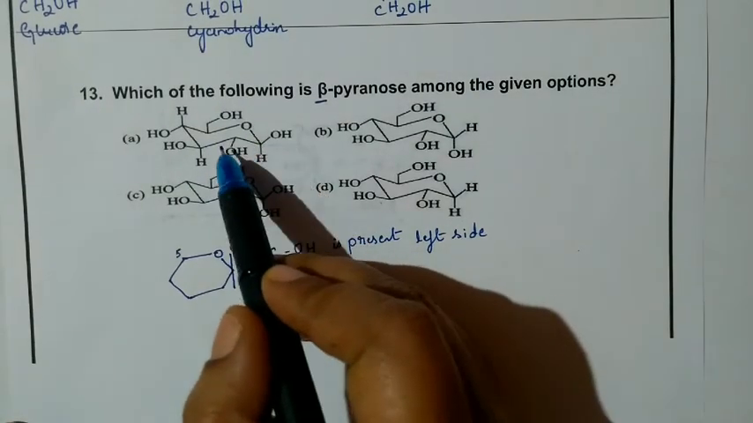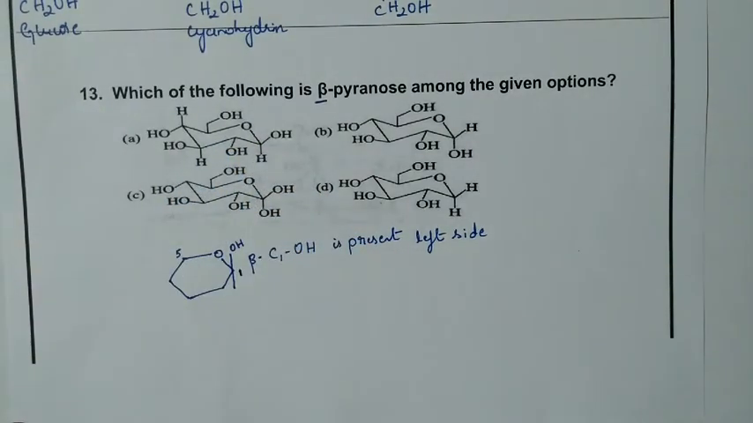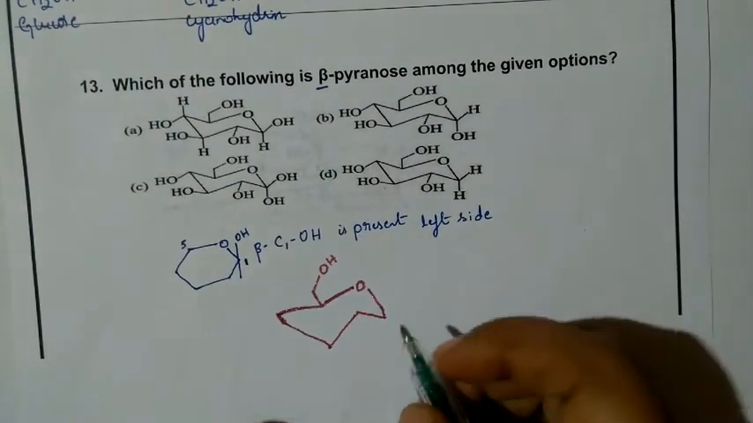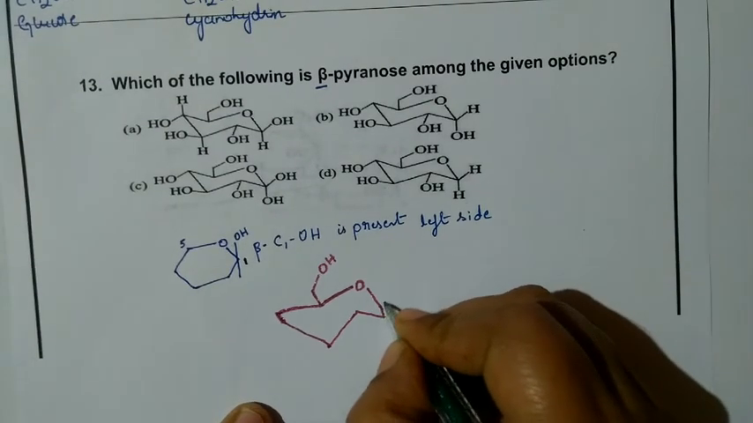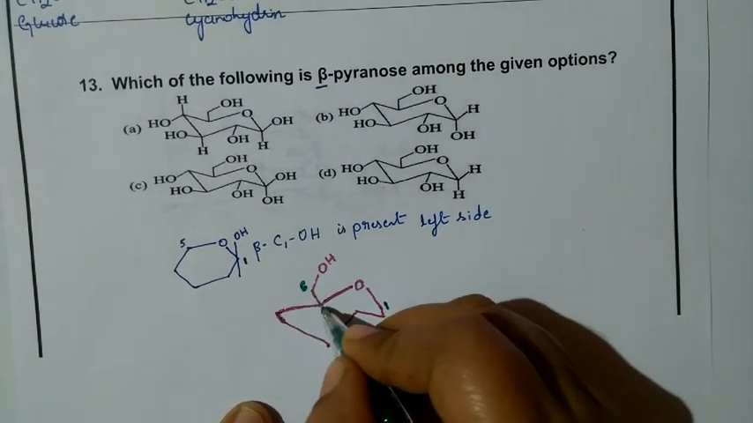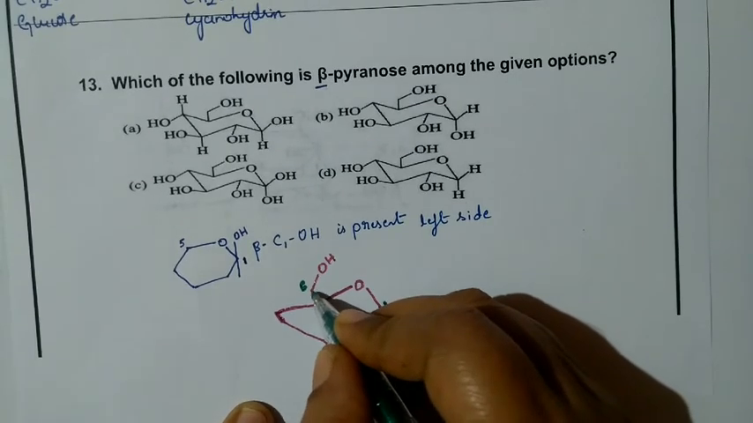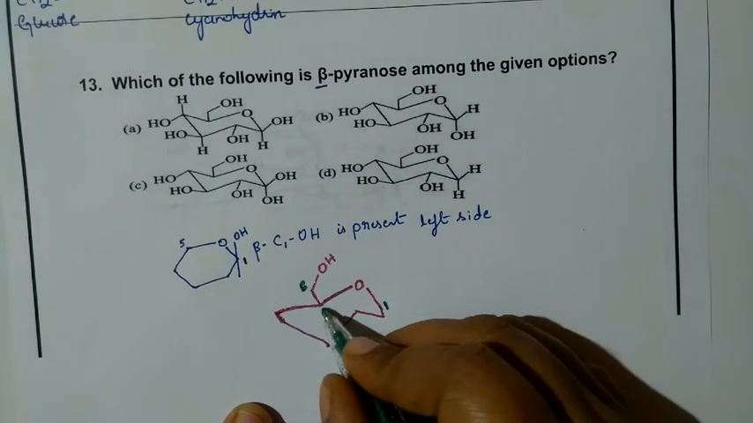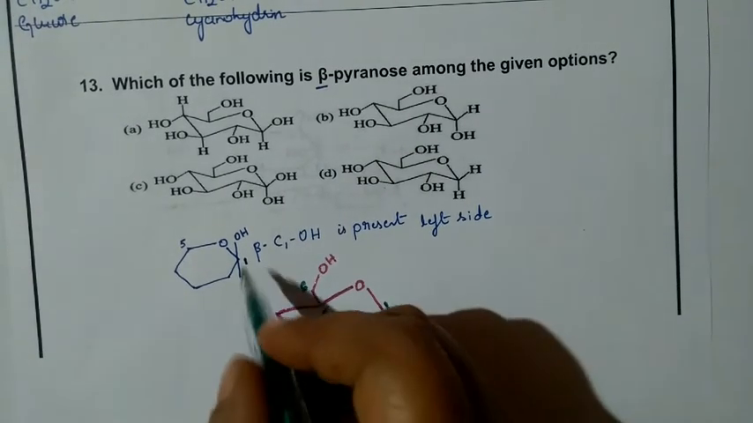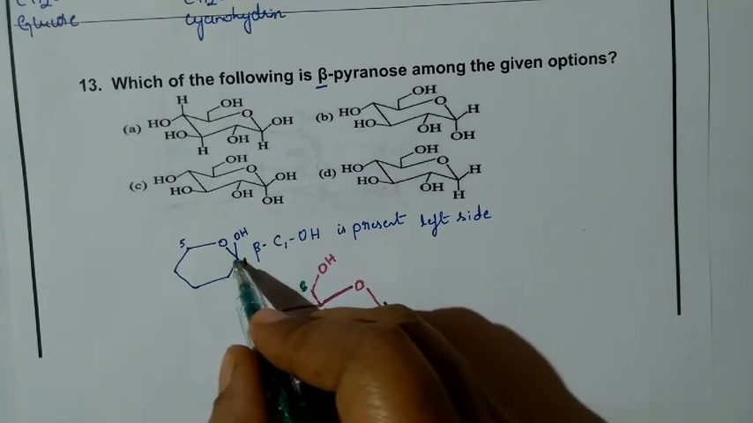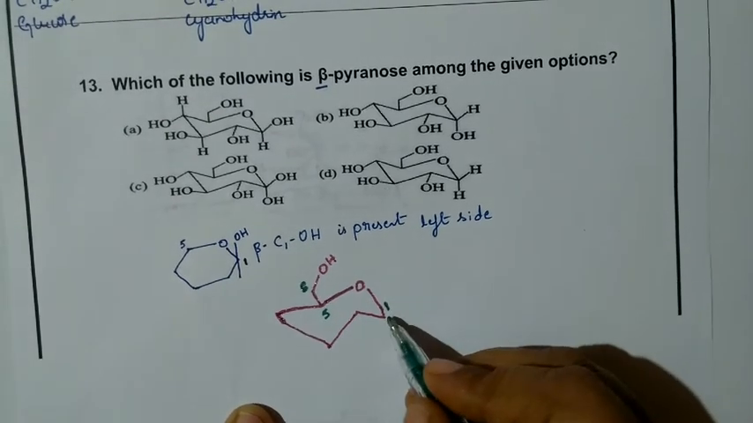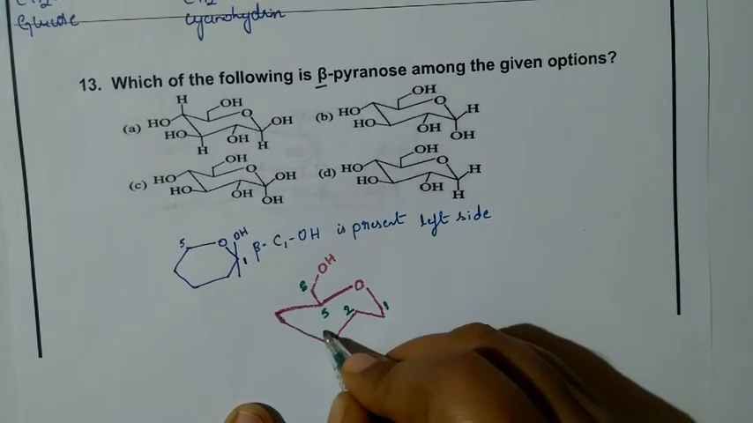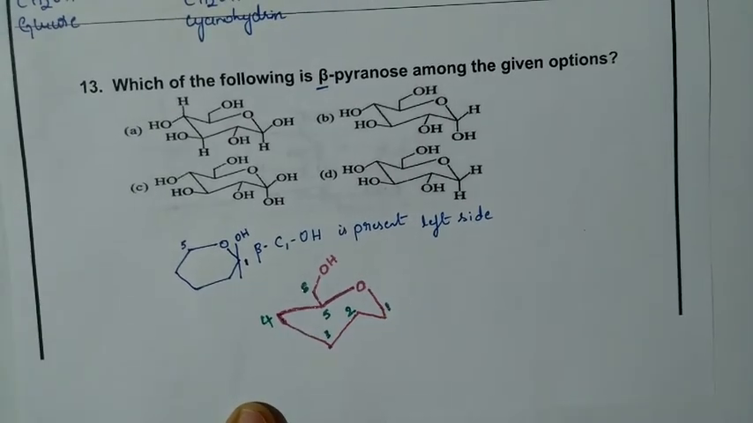If you consider this one, I'll be writing the structure. This is the normal structure. This is our first carbon, because this is our sixth and this will be our fifth. For the fifth carbon, the sixth carbon is attached. That is what we have studied. Then, when you consider the oxygen, it is between the first and the fifth carbon. This is the first carbon, then this is the fifth carbon. This is our second carbon, third, and this is our fourth carbon.